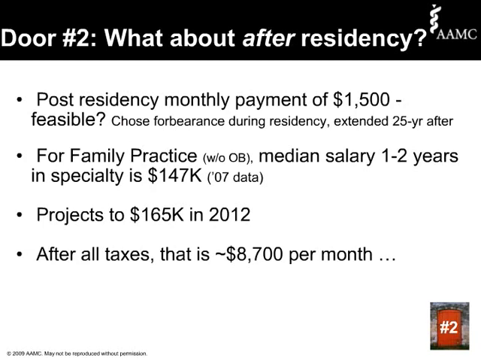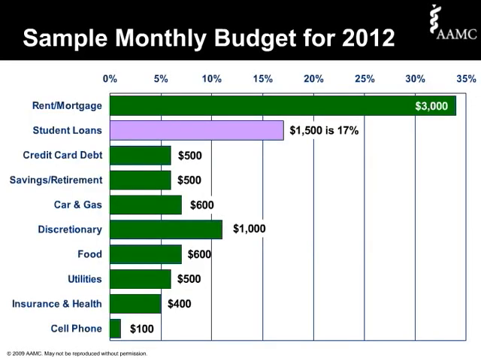What does the monthly loan payment look like in that context? So here's a sample monthly budget for the year 2012 for Dr. Median. Each bar shows the percentage of the monthly income on that particular item with the amounts tacked on at the end. You'll see the student loans of $1,500 is about 17% of the budget. The rent or mortgage is over a third of the budget, about $3,000. That's roughly equivalent to about a $400,000 mortgage, which is not quite the same as a $400,000 house.